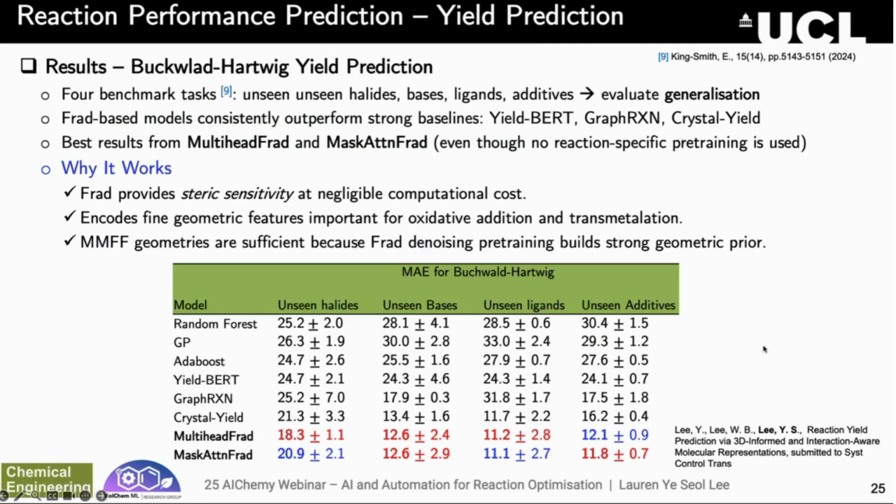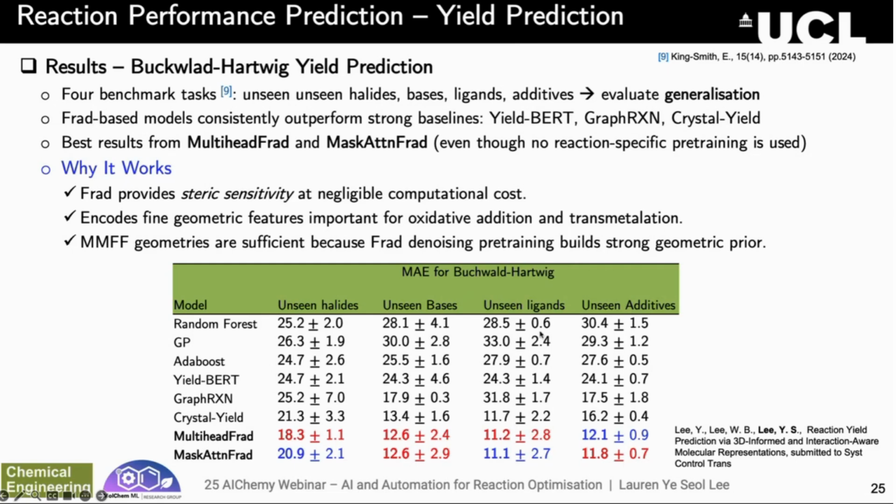And then we evaluated the generalization capability of the model to unseen halides, bases, ligands, and additives, which is a much harder test than random splitting. And across all categories, this FRED-based model outperforms modern reaction yield predictors, such as Yield-BERT or Chemprop yield. By the way, Yield-BERT was pre-trained on a large reaction corpus, but in our case, we only used a molecular database. We didn't use any reaction database for the pre-training. We only used Buchwald-Hartwig reactions for fine-tuning.